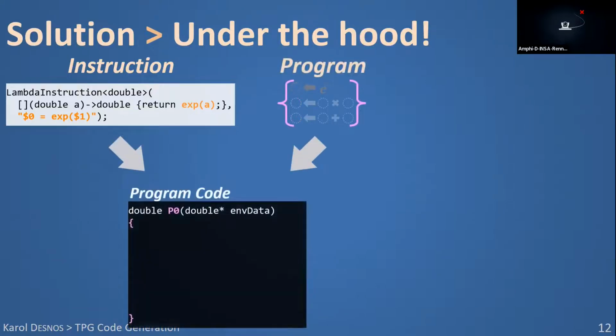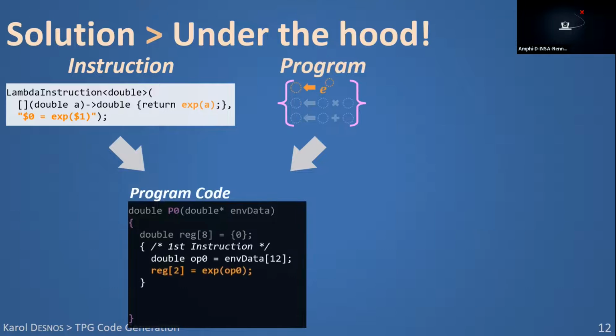So if I combine this instruction model and template and the program of my trained TPG, I can generate a piece of C code that corresponds to the behavior of the program. So I will generate one C function per program, which receives a pointer to the state of the environment. And then I have to declare the registers that will be used by my program.